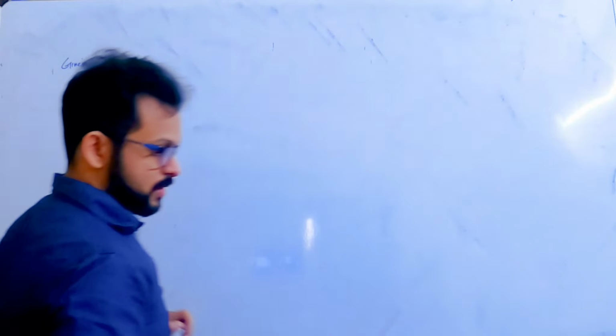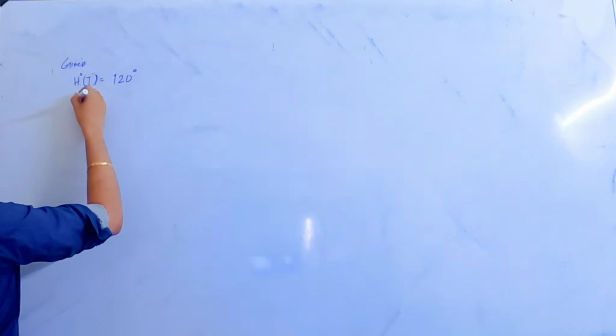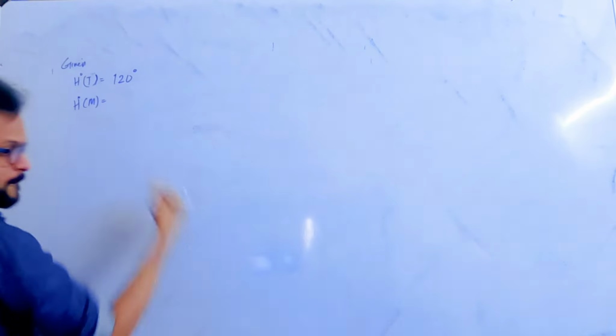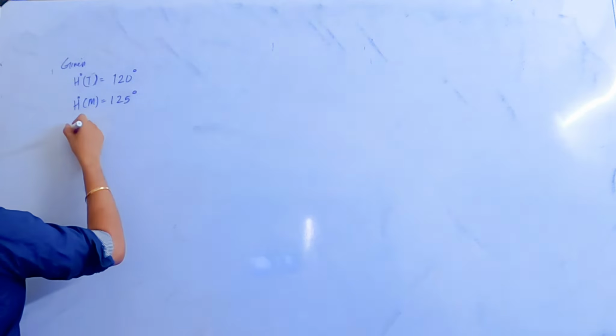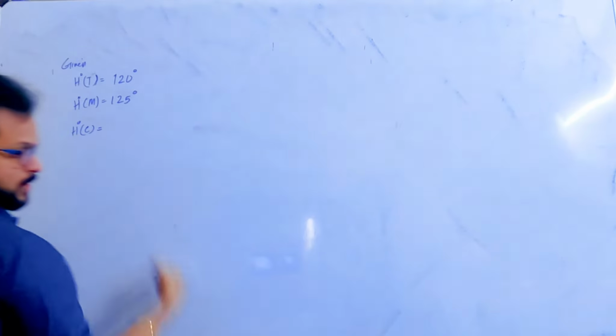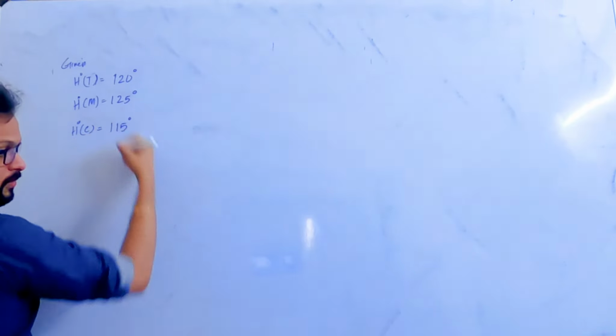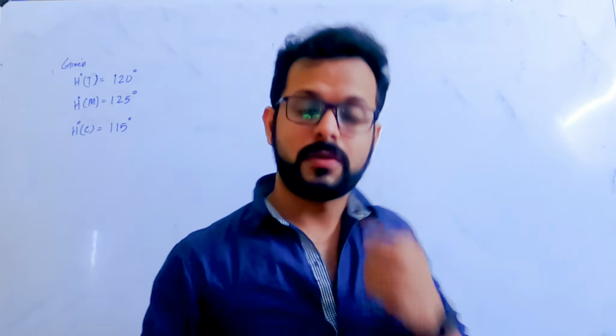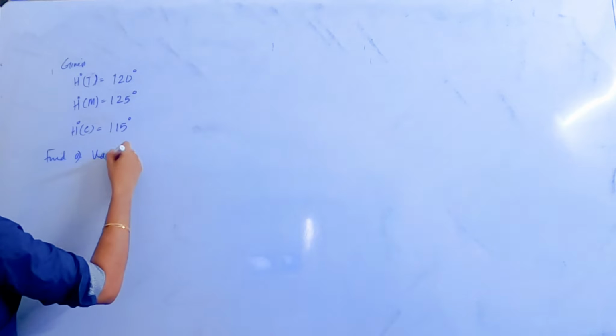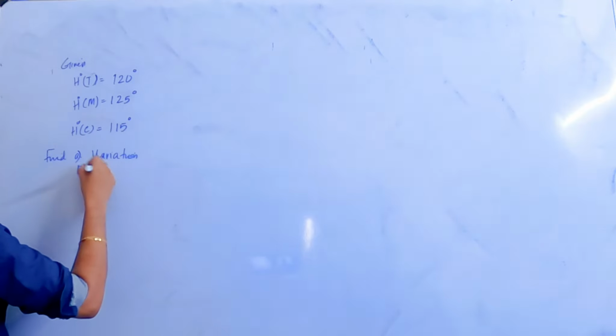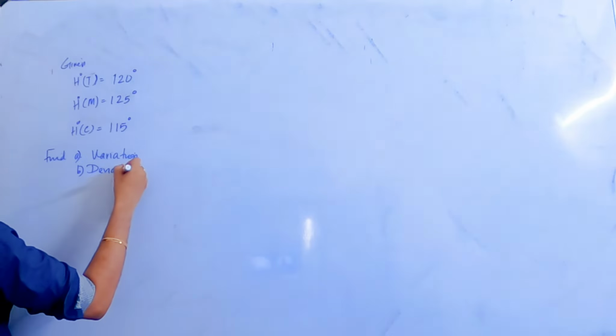True heading is equal to 120 degrees. Magnetic heading is 125 degrees. And compass heading is 115 degrees. Find number 1, variation. Number 2, deviation.